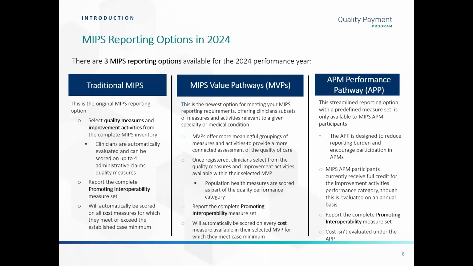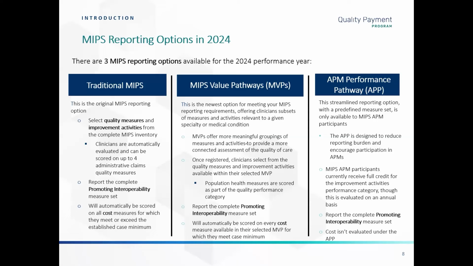And I'm going to discuss traditional MIPS. For traditional MIPS, this is considered the original MIPS reporting option. This is where you select quality measures and improvement activities from the complete MIPS inventory. Clinicians are automatically evaluated and can be scored on up to 4 administrative claims measures. And under traditional MIPS, you report the complete promoting interoperability measure set. And as I noted previously, you will automatically be calculated on the cost performance category, which means any cost measures that are applicable to your particular practice.